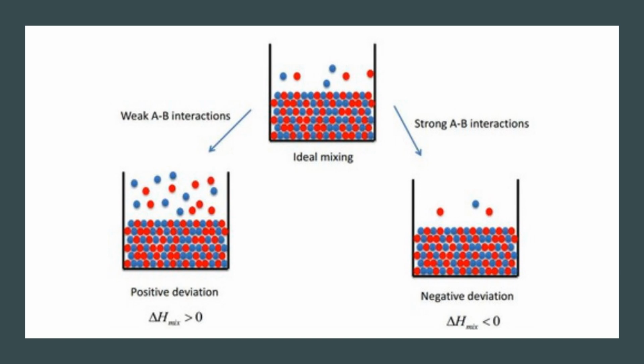If this ideal mixing gets deviated, so if the interaction between solute and solvent, if the interaction between A and B is weak, then what will happen? They will show positive deviation. Why? Because what will the escaping tendency become?